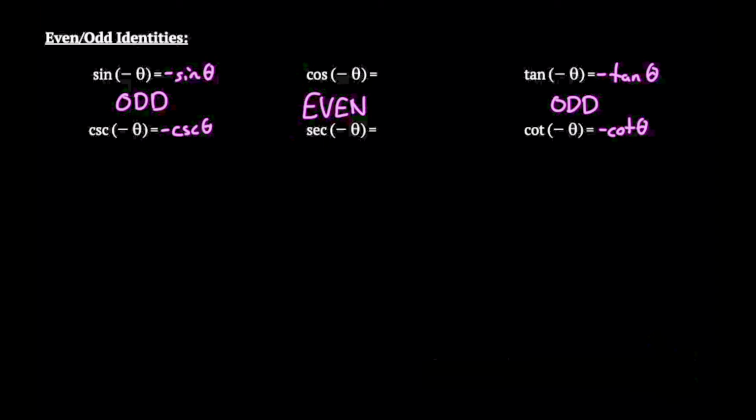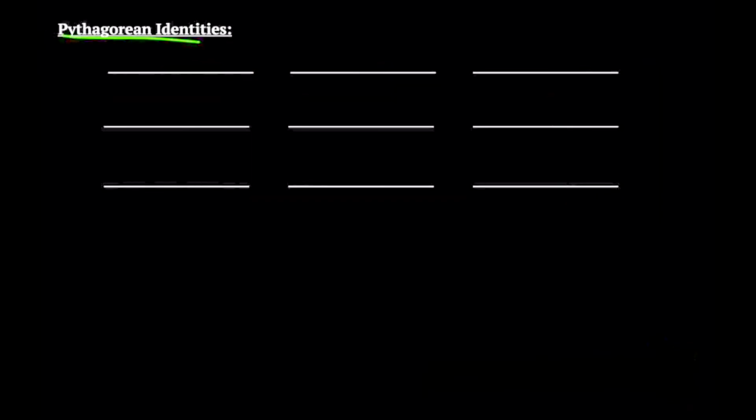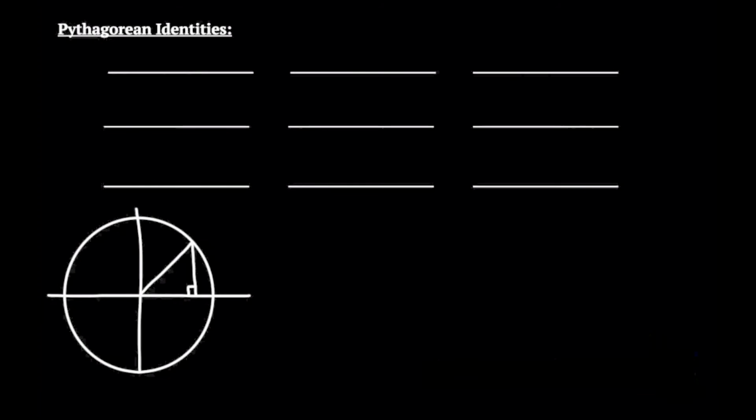Cosine and secant were even, so for these we'd say that the cosine of the opposite of theta is the same thing as just cosine of theta, so the negative just kind of disappears. Secant of the opposite of theta is the same as secant of theta. For the Pythagorean identities, we're going to look at a right triangle on the unit circle again, and we're going to see how we can extend the Pythagorean theorem using what we know about trig.